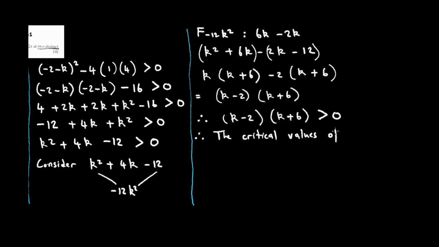of k are what? They are 2 and minus 6. I hope you understand that statement. The critical values of k are 2 and minus 6. Tama wanna say tinotora bracket iri equator kuna 0 ndokwabva 2, totora this bracket to equator kuna 0 ndokwabva minus 6. These are the critical values.